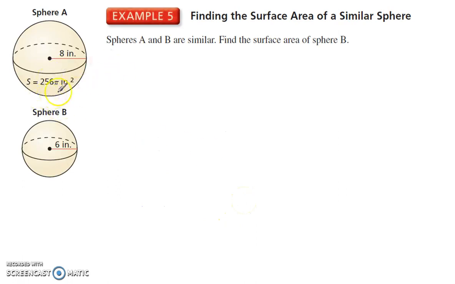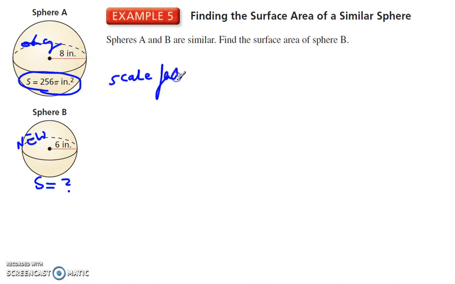All right. Here we have surface areas. We are given a surface area, and we're looking for the surface area of this one. So this is going to be my new. This is going to be my original. Remember that scale factor, we use the letter K for that, is new to original. So new means 6, to original is 8.